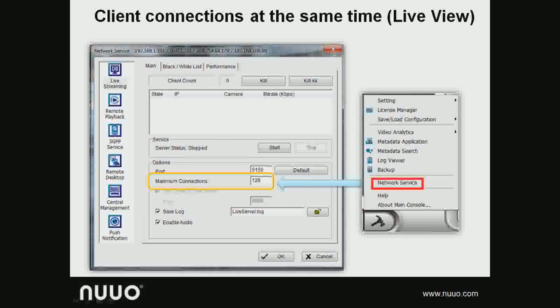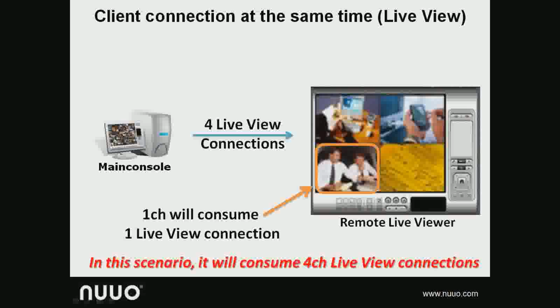For example, a user at a remote site installs the remote live view application, and it connects to the main console server to see a 4-channel live view at the same time. One channel will consume one live view connection of the main console server. So in this scenario, it will consume 4 live view connections of the main console server.